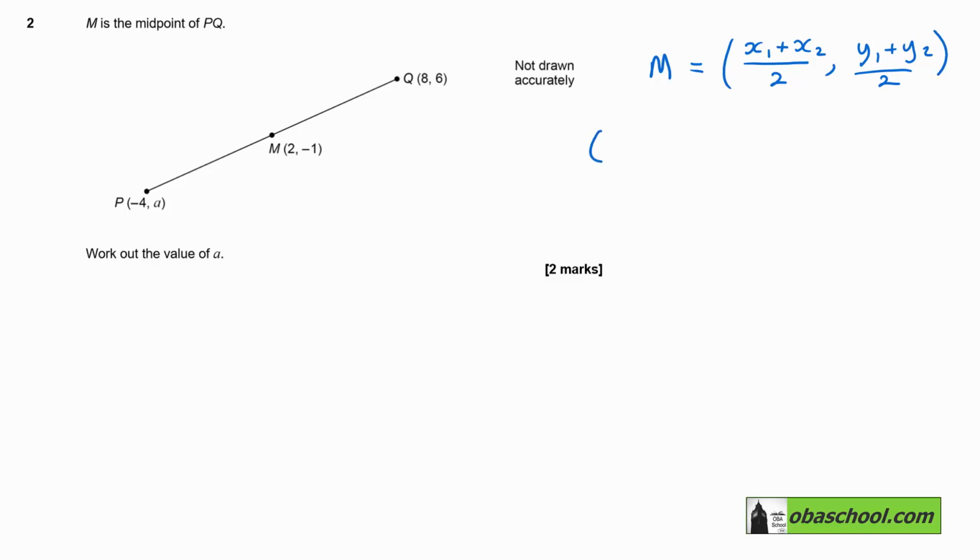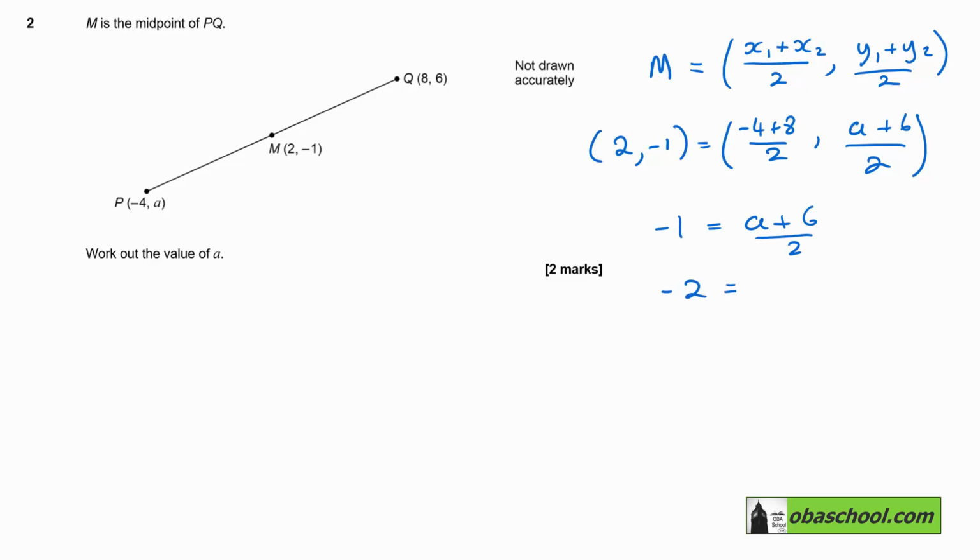And the midpoint we can see is (2, -1), and that's going to be equal to (-4 plus 8) divided by 2 and (A plus 6) divided by 2. And of course we're only interested in the y coordinate here. The x coordinate completely works. So we have -1 is (A plus 6) divided by 2. Multiply both sides by 2, we get -2 is A plus 6, and then subtract 6 from each side, and we get A is -8.